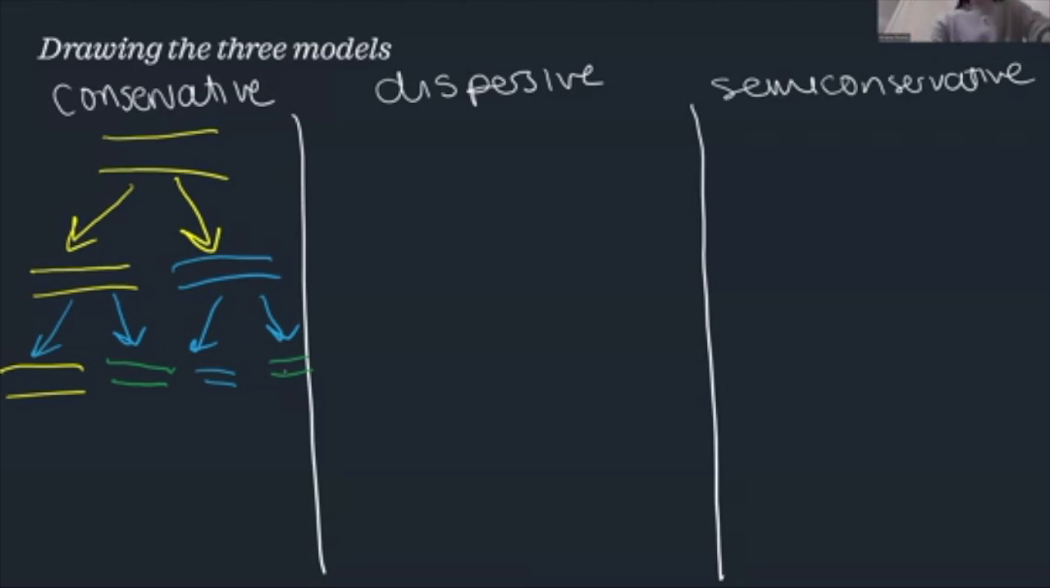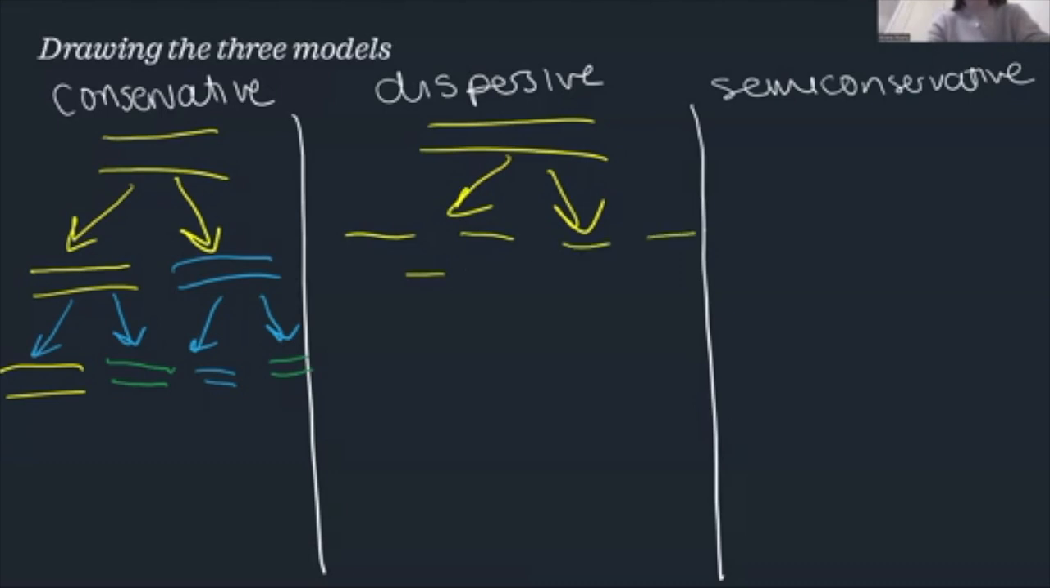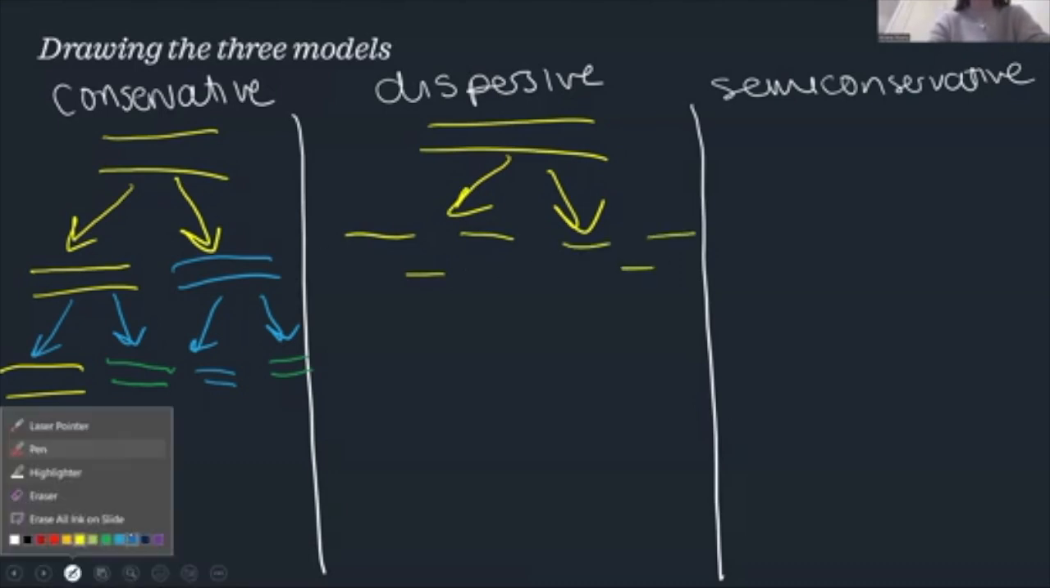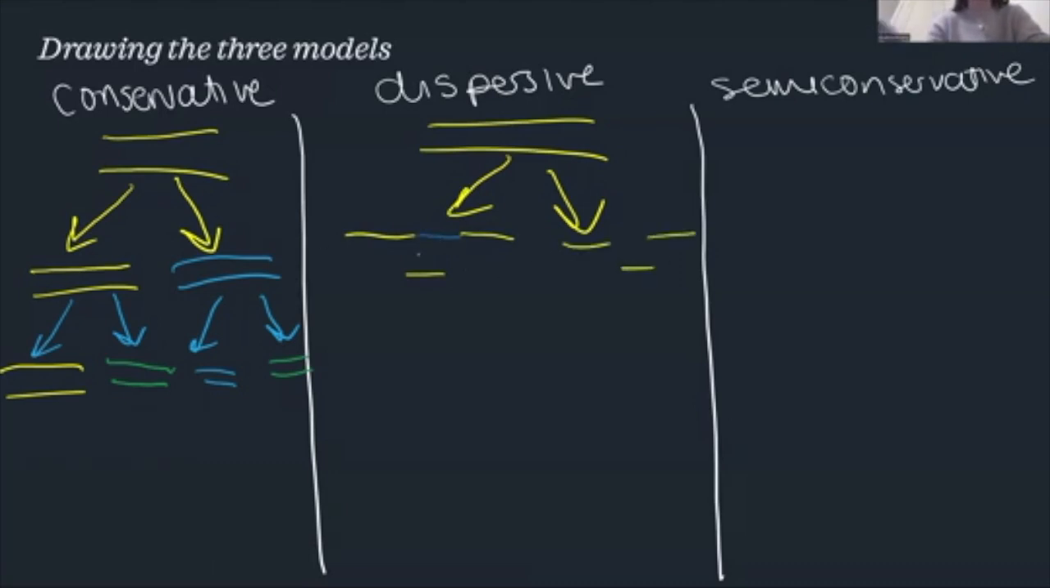In dispersive, we start with our DNA strand and we know we're doubling. Dispersive is a little bit weird. What it basically says is that we chop up all our old DNA, we make new DNA, and then we randomly pull from the old and the new DNA to make a combination of the old and new DNA. What this would look like is something like this, where, oops, that was the wrong color, blue.